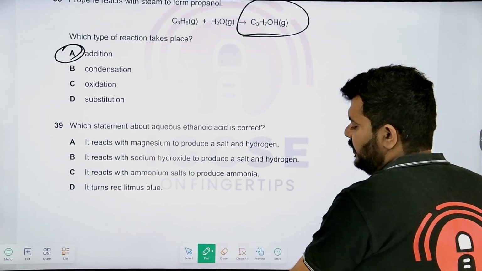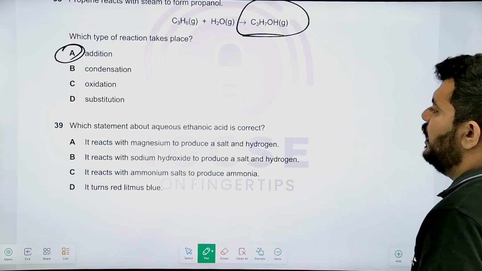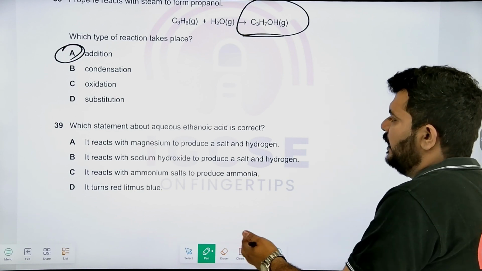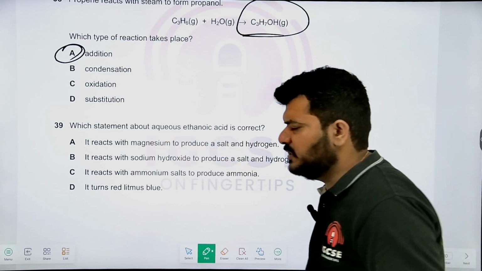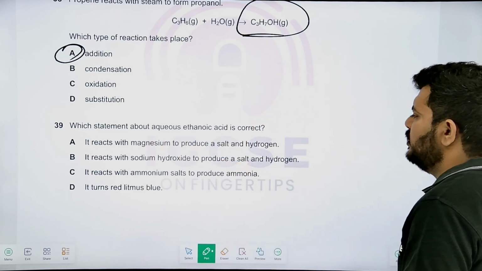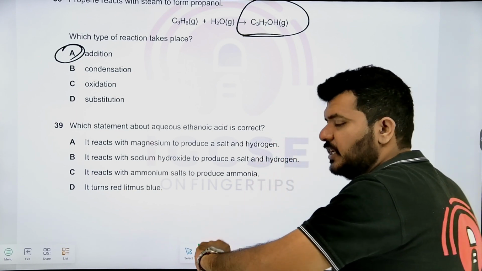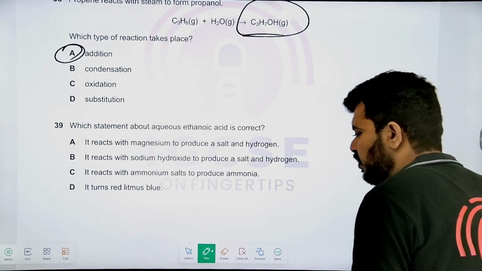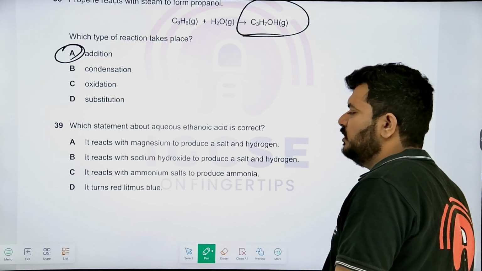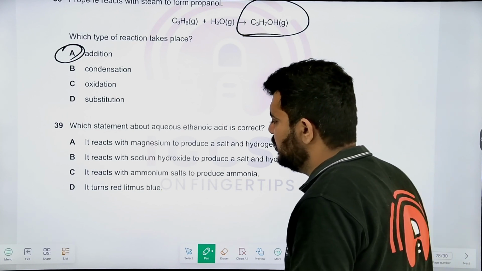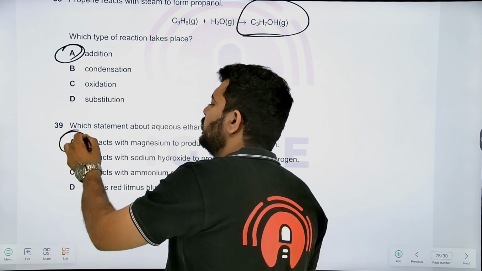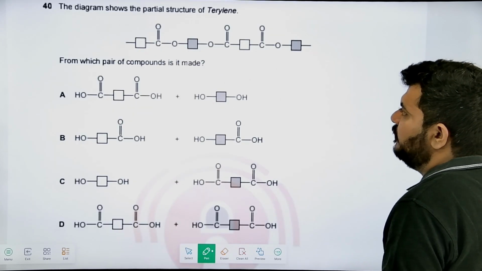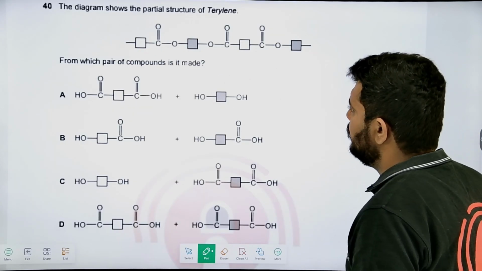Right? Then we have, which statement about aqueous ethanoic acid is correct? It reacts with magnesium to produce a salt and hydrogen. Because it is an acid, this is a characteristic reaction for an acid. It reacts with sodium hydroxide to produce a salt and hydrogen. Because it is hydroxide, it will form water. It reacts with ammonium salts to produce ammonia. No, I don't think it's that acidic to remove ammonia from its salts. It turns red litmus paper blue. No, it will turn blue litmus paper red rather. Right? Then we have question number 40.